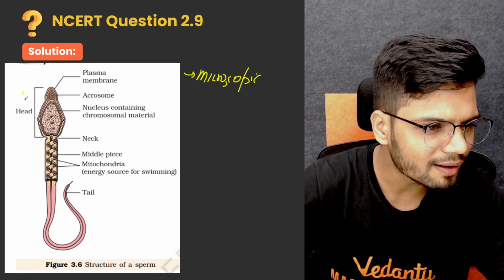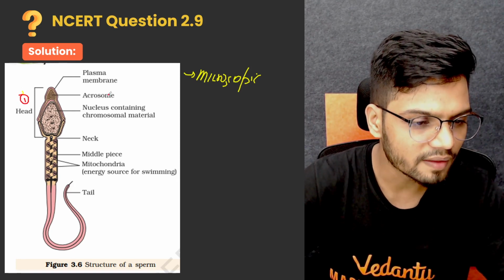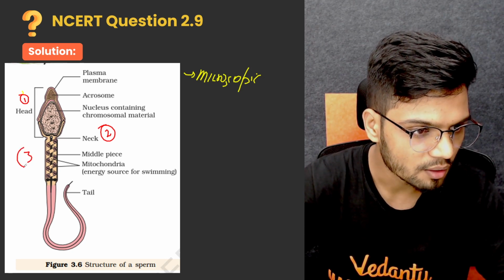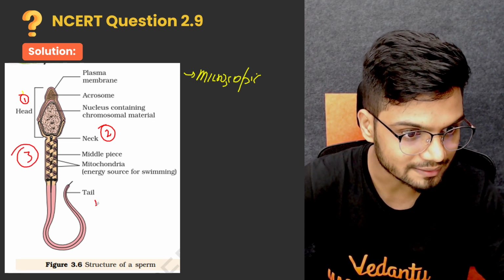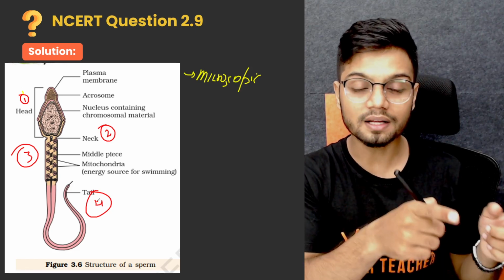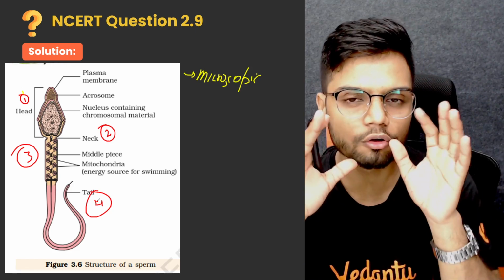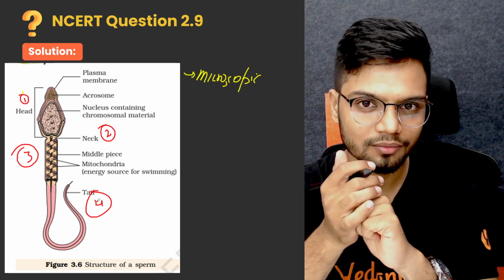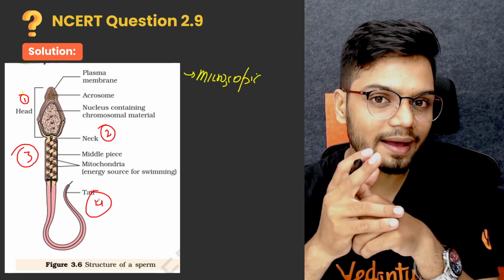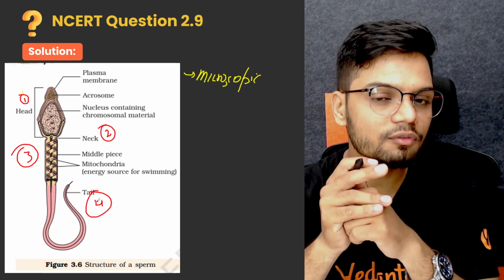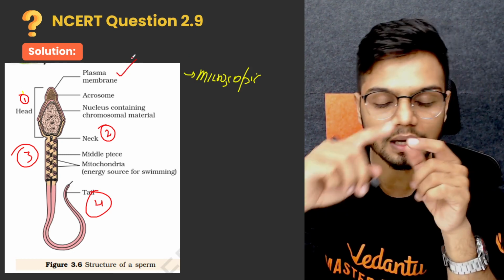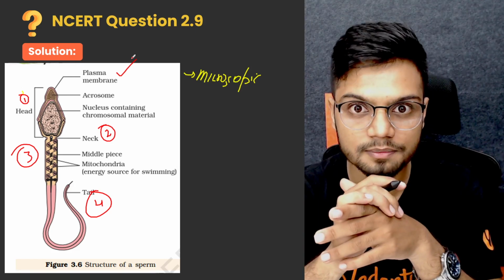Yeah. So we have the head region, the first part, then we have the neck region, then we have the middle piece, and then we finally have the tail region. So head region, neck piece, middle piece, and tail region. Now look closely at the outer structure, the complete envelope of the sperm. The envelope which I'm talking about here is the plasma membrane. The plasma membrane completely envelopes the sperm.